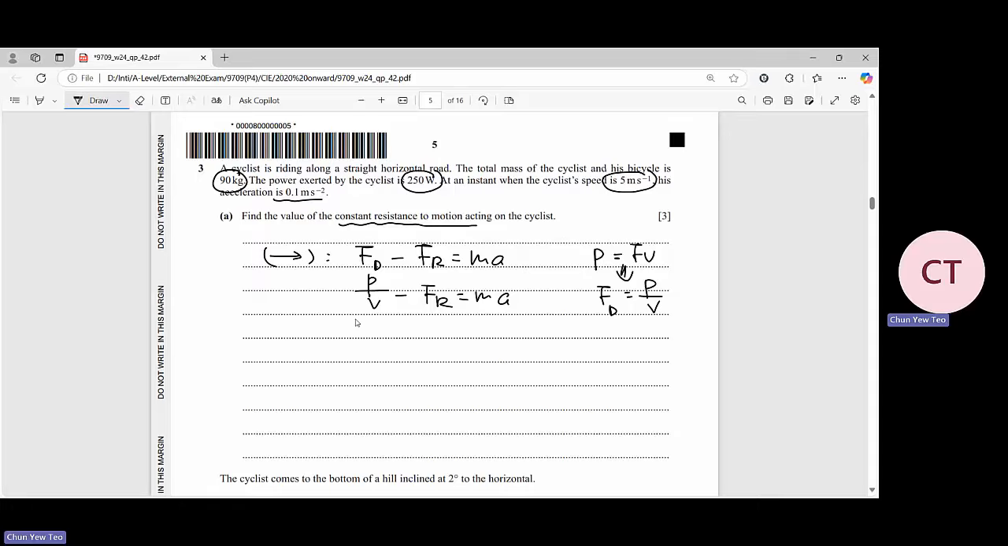The power given is 250 watts, then the velocity is 5. The resistance force you do not know, the m is 90 kg, and the acceleration is 0.1. So this is what they give you. Again, just press the calculator. You get 50 minus 9, you get 41 Newton. Done. That will be the answer for part A.